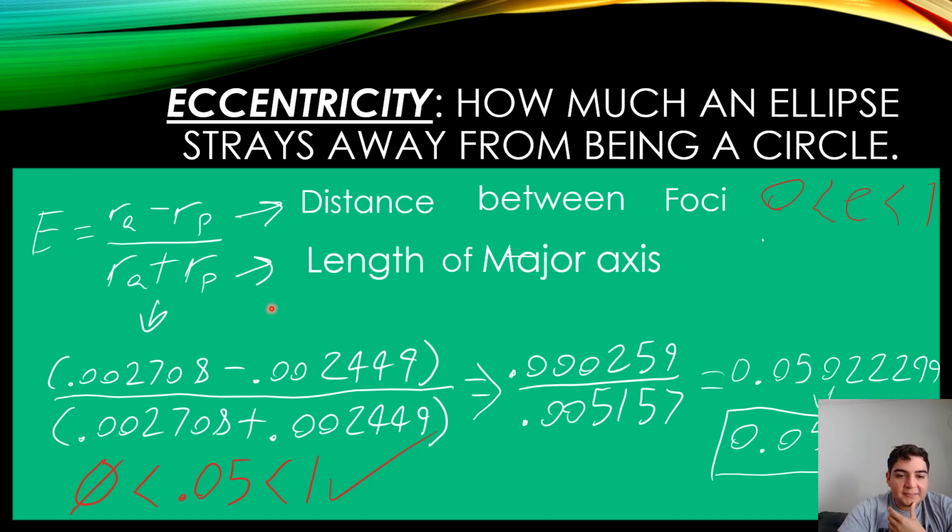So when we plug in our information, we got 0.002708 minus 0.002449. That'll equal 0.000259. And then for the bottom, you get 0.002708 plus 0.002449, and that equals 0.005157. So with that, we have 0.000259 over 0.005157, and that's going to equal 0.0502299, which I rounded to 0.05. And if you plug it into our criteria, it matches perfectly.